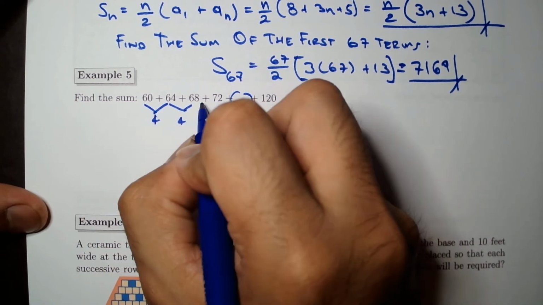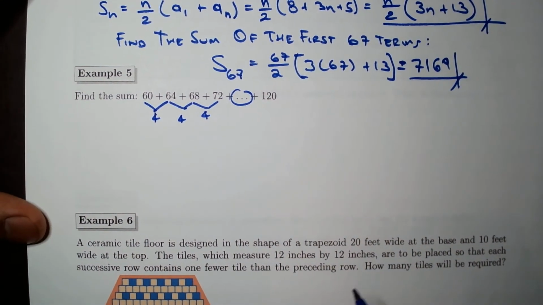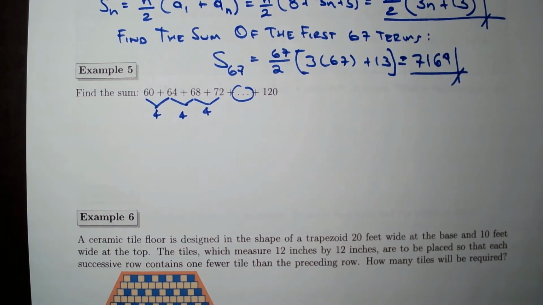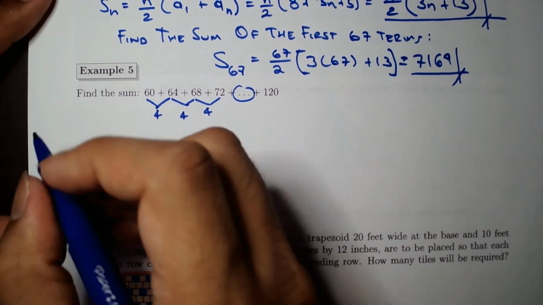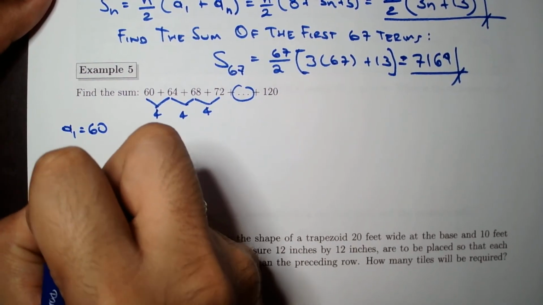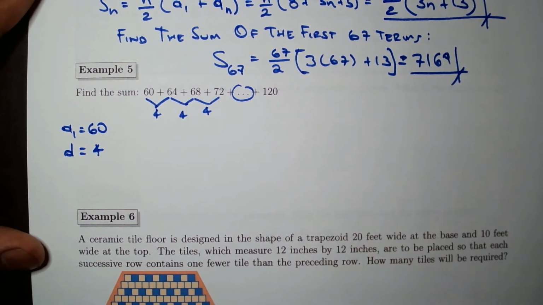68 minus 64 is 4. 72 minus 68, that's 4. So the common difference is 4. So there are two elements that we need in order to define the sum of a common difference. We need to know the first term, which in this case is 60, and the common difference d, which is 4. All right, so what are we going to do here?